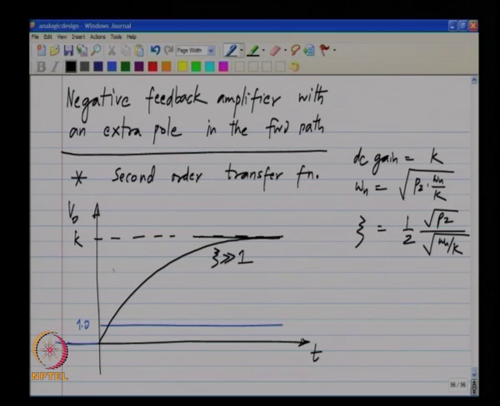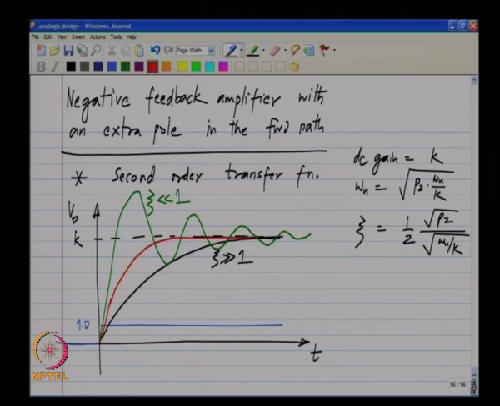and if the damping factor is much less than 1, you will get a response that overshoots and undershoots and rings a lot and goes that way. Okay. This is what is known as an underdamped response, and if the damping factor equals 1, you get the fastest possible response without overshooting, and this is equivalent to a critically damped response.